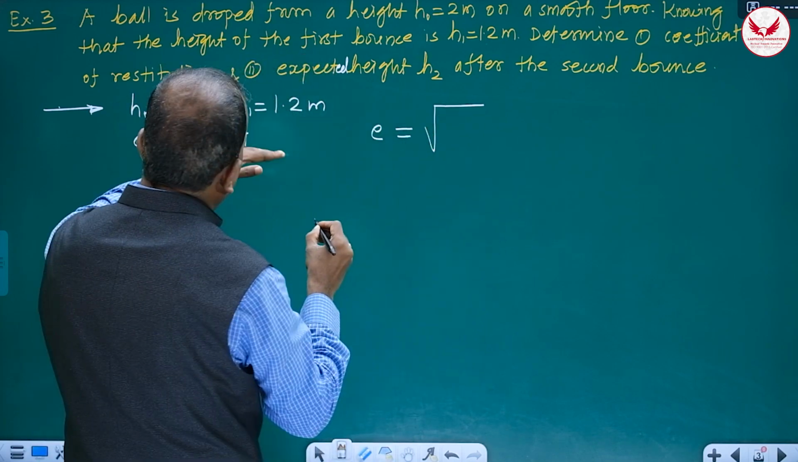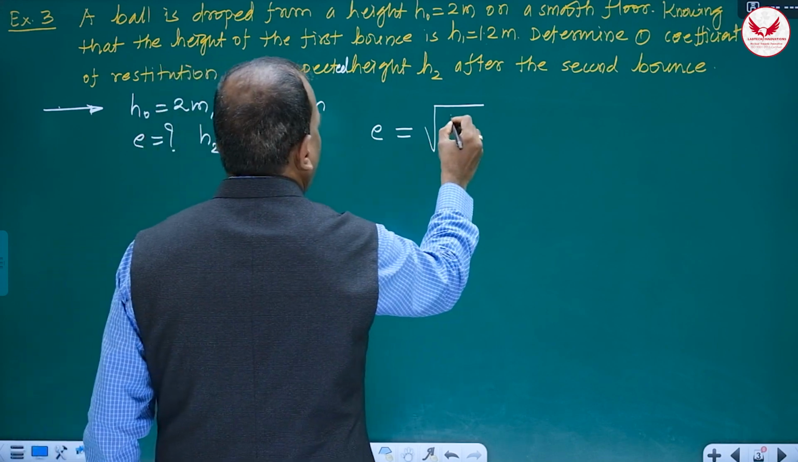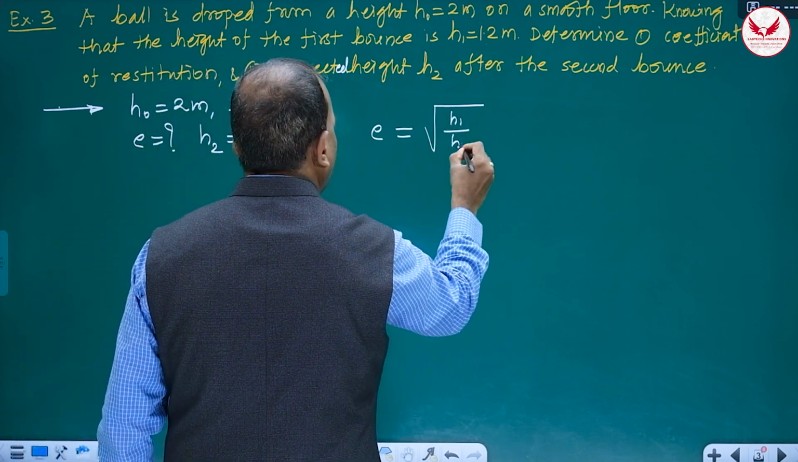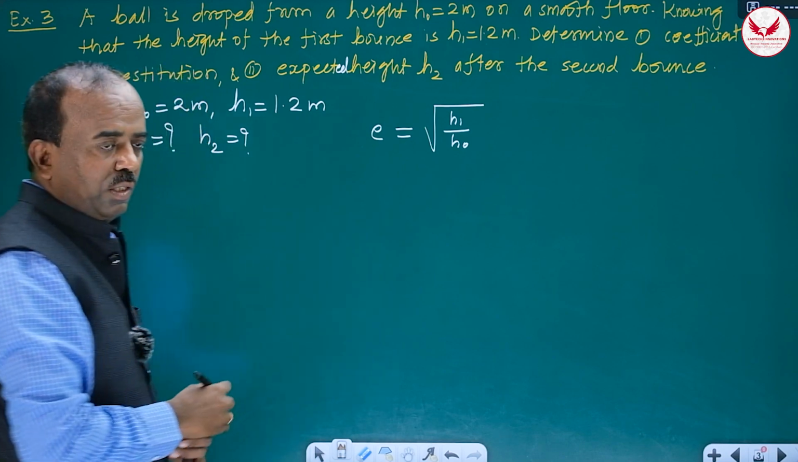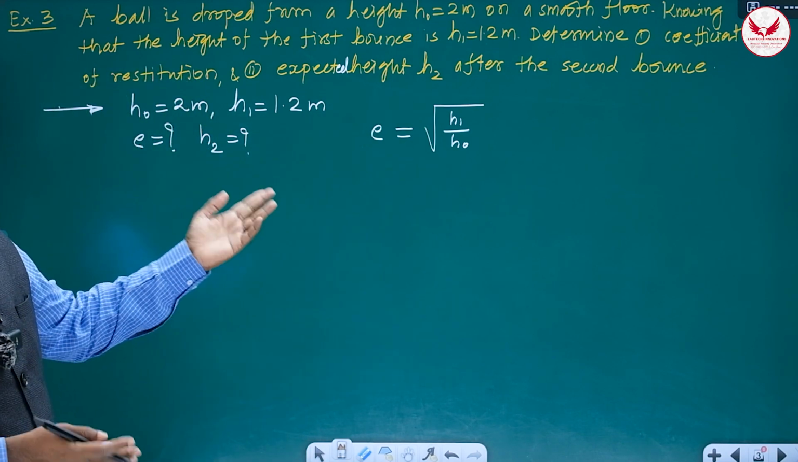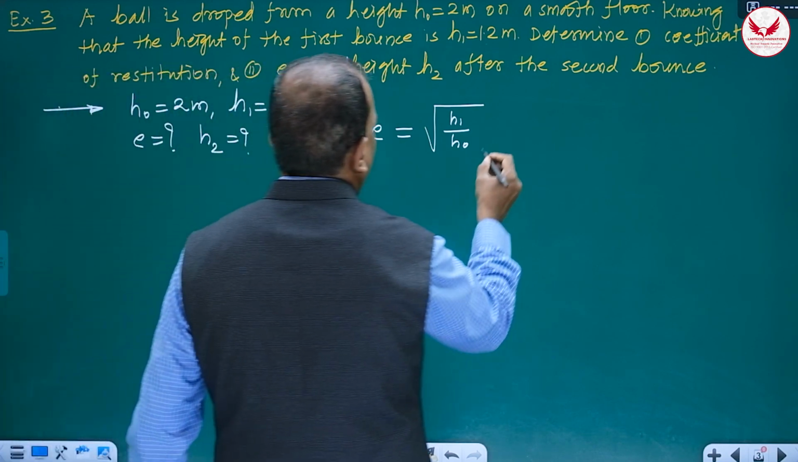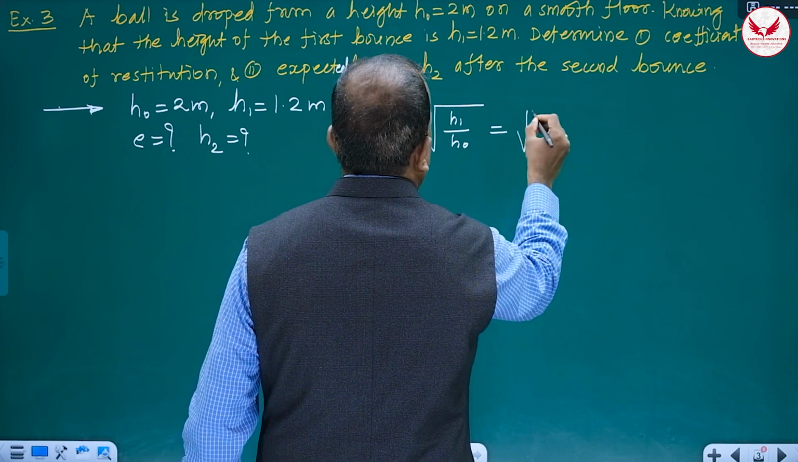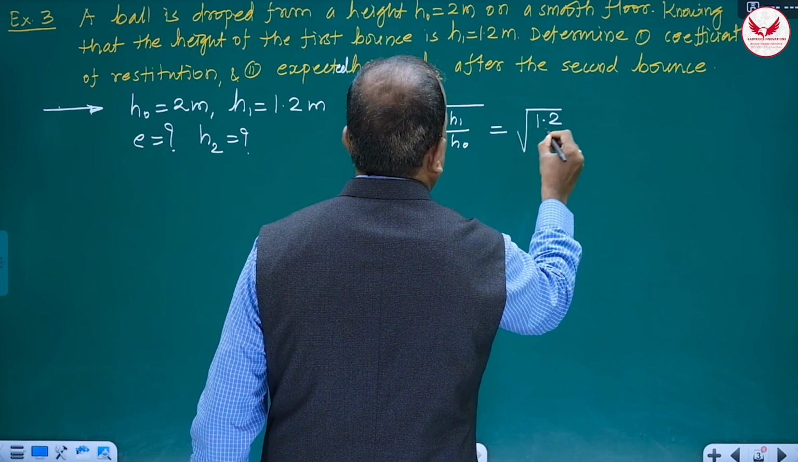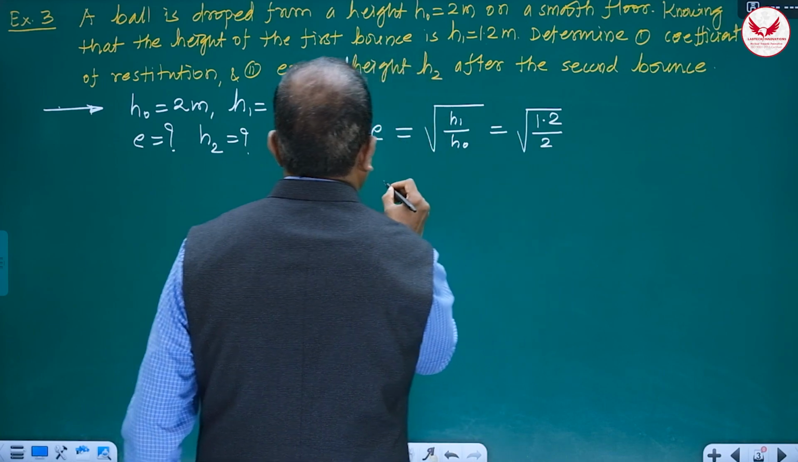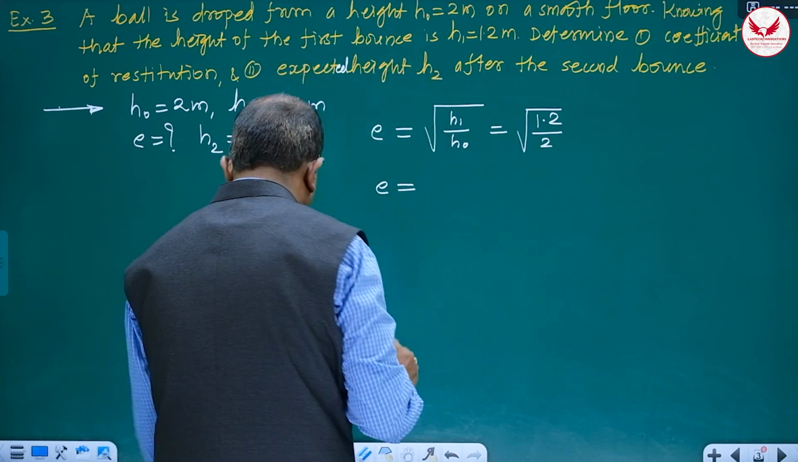Now here h0 and h1. Then what will it be? h1 by h0, or smaller value divided by larger value. If the answer comes more than 1, make it reverse. So here h1 is 1.2, h0 is 2, and from this we will get E.